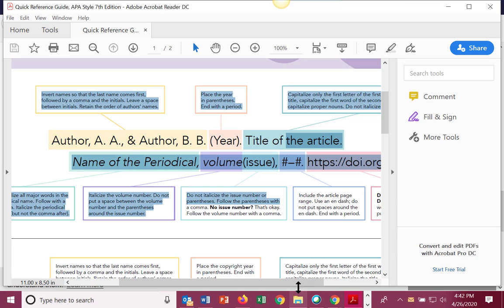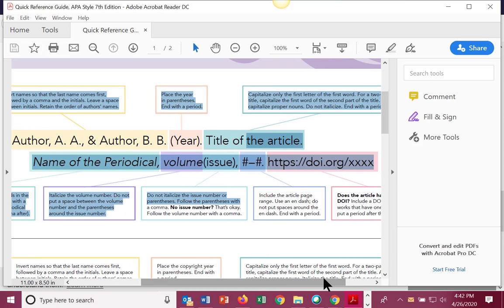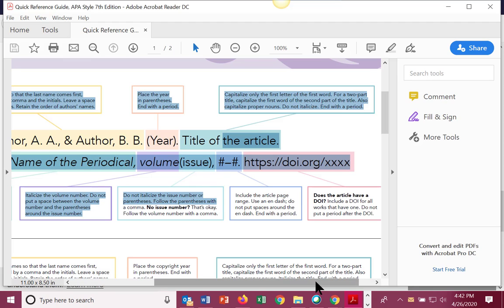Next comes the title of the article. Not the title of the journal, but the title of the article. I capitalize the first word. It's in sentence case, like we mentioned earlier with the title of a book. Yeah, I know, confusing. But think of it like this: it's one less thing to remember. It's like a book title, except you do not italicize it, and you end that article title with a period.